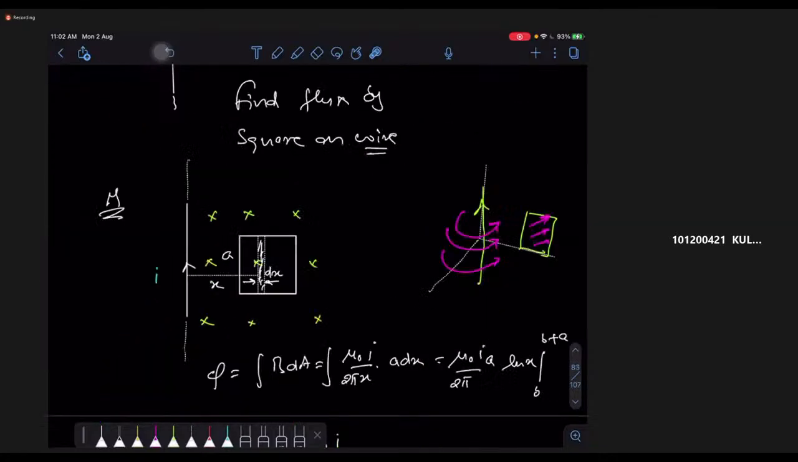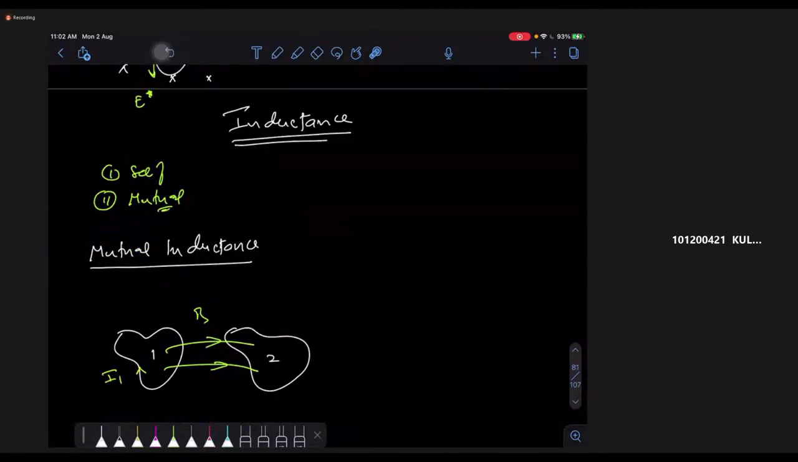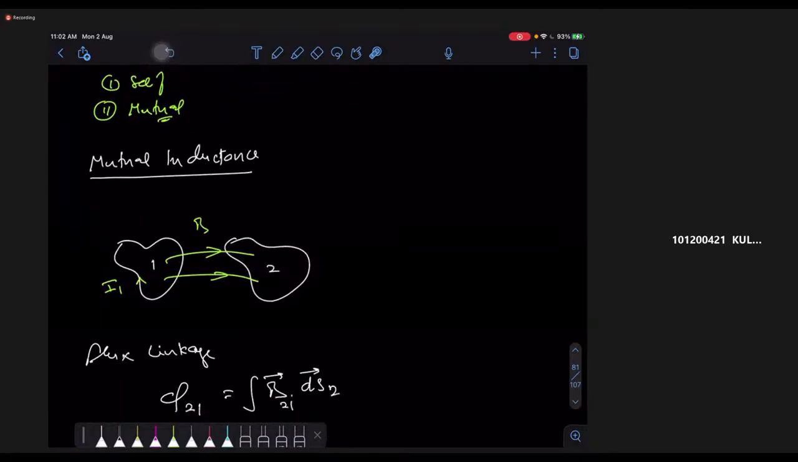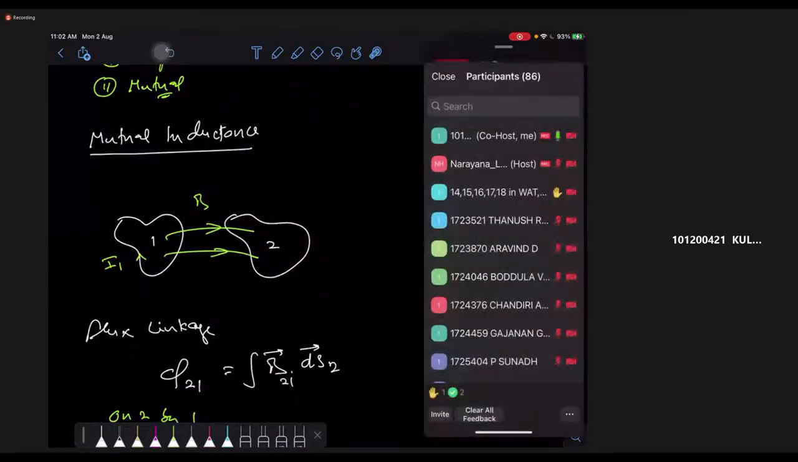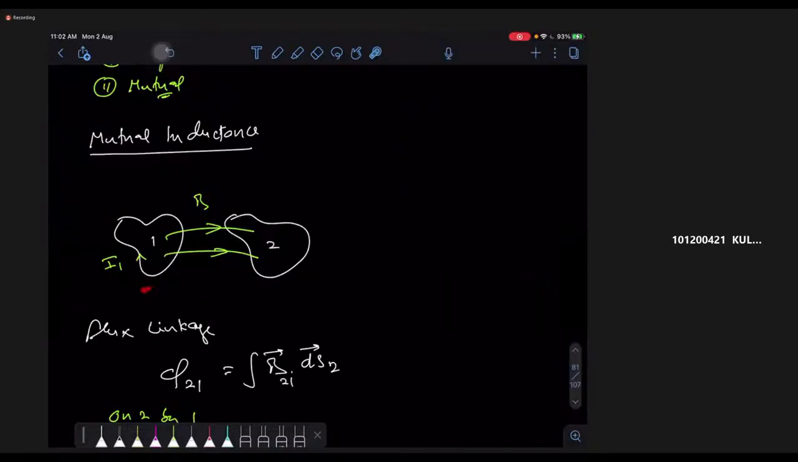Two types of inductance I told you, self and mutual, right? Self-inductance and mutual inductance. So this week your paper will come from the inductance. Self and mutual inductance. Mutual means between the two. It can be between the three also, it can be between the four also. But for the two, we have defined in our syllabus.